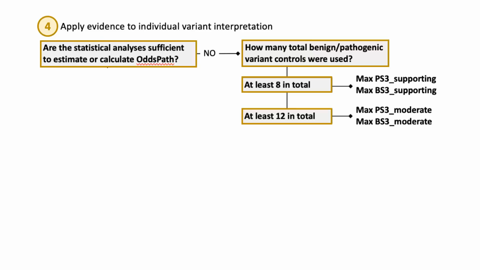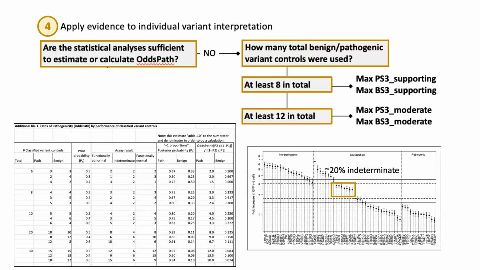So to determine the minimum number of validation controls that were needed for a functional assay to provide a supporting or moderate level of evidence in the absence of rigorous statistical analyses, we estimated that the odds of pathogenicity could be obtained from evaluating various numbers of previously classified controls. So we assumed that the assay readout might also be indeterminate for about 20% of variants, and the remaining known pathogenic controls would have a functionally abnormal readout, and the remaining known benign would have a functionally normal readout.